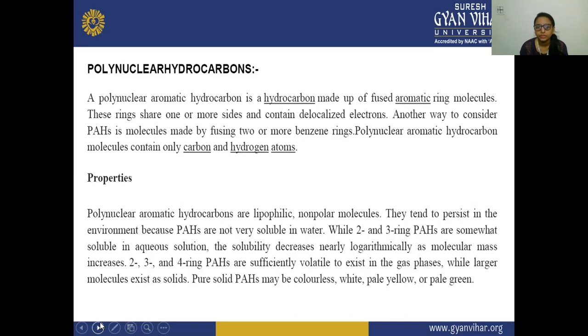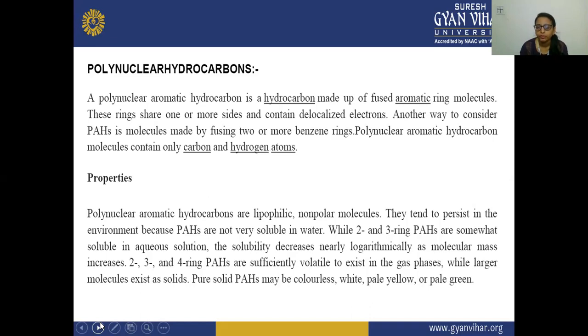They tend to persist in the environment because PAHs are not very soluble in water. They persist in the environment because of this nature: these polynuclear aromatic hydrocarbons are not very much soluble in water. While 2 and 3 ring PAHs are somewhat soluble in aqueous solution.